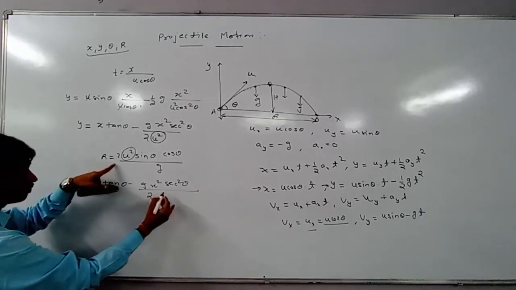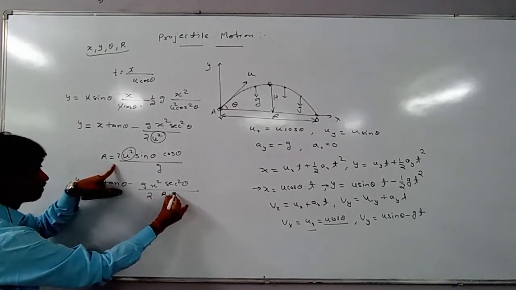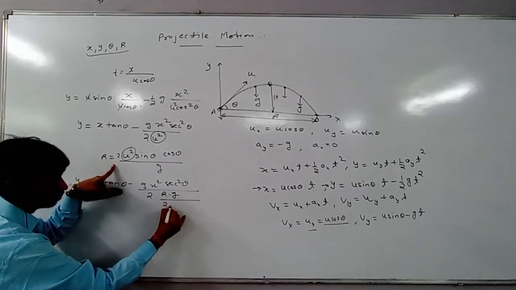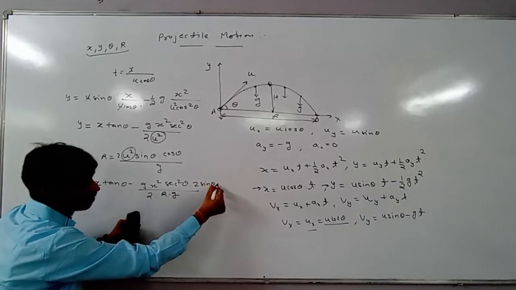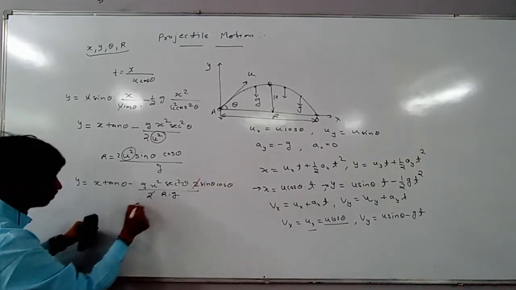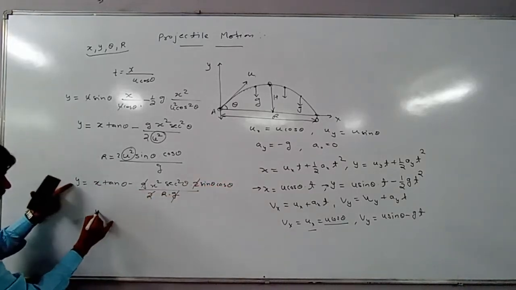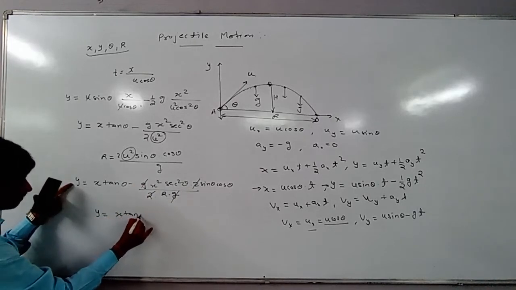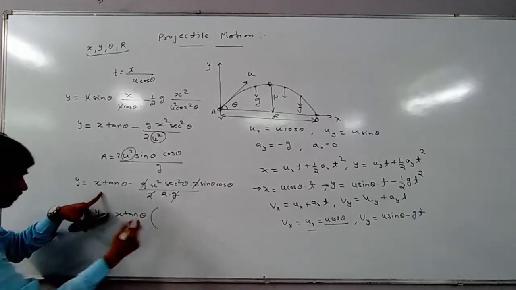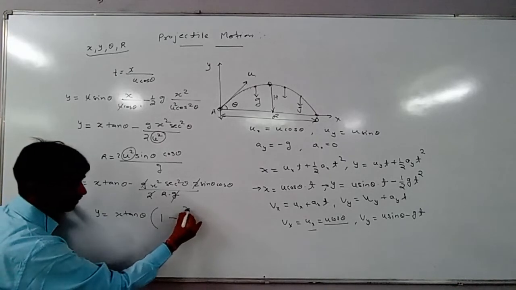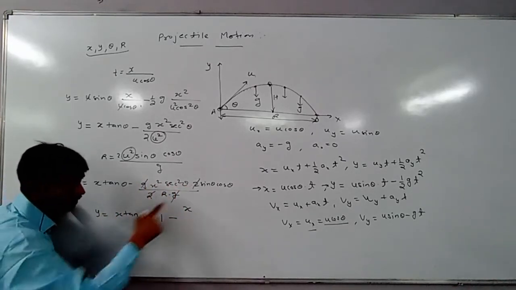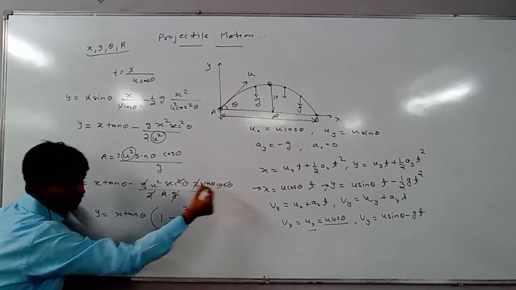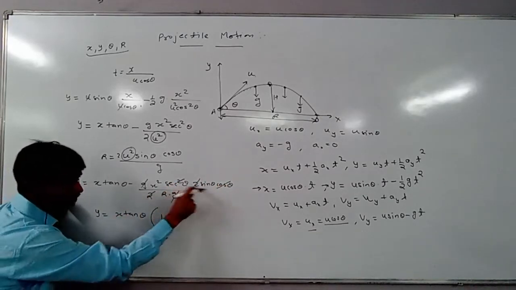Okay, u square is R g divided by 2 sin theta cos theta. 2 is cancelled out, g is cancelled out. y is equal to x tan theta, take it common, 1 minus x. What have we taken common? Tan theta. So basically sec theta and cos theta cancel out one time, and this is basically tan theta.